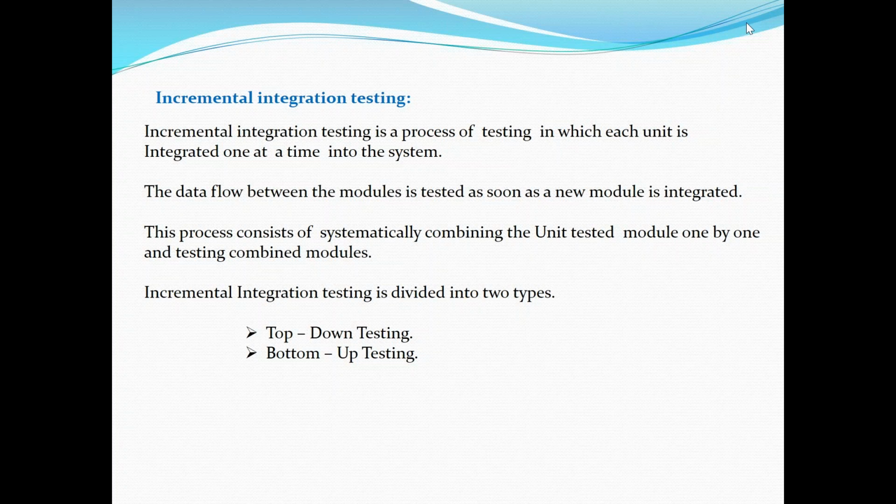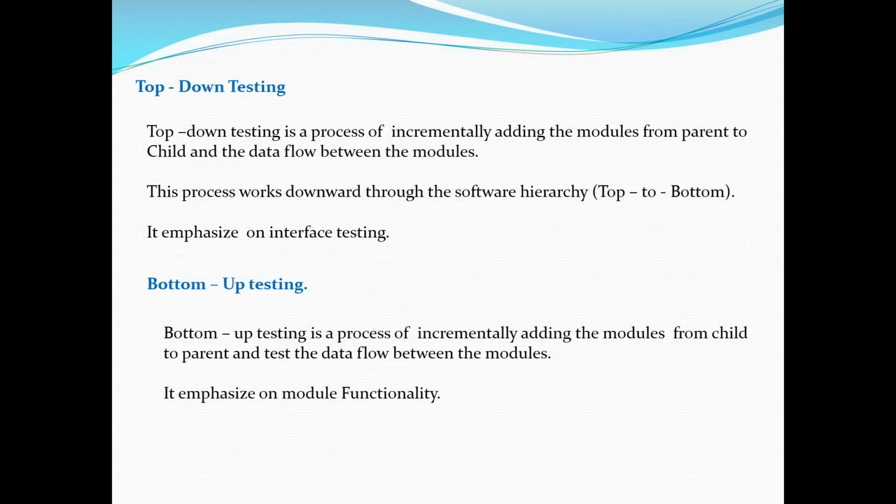Again, there are two types of testing here. One we call top-down testing, another is bottom-up testing. What is top-down testing and what is bottom-up testing? Let's see. Top-down testing is a process of incrementally adding the modules from parent to child. This is the parent link, we are adding the child links, and we need to check the data flow between the modules.